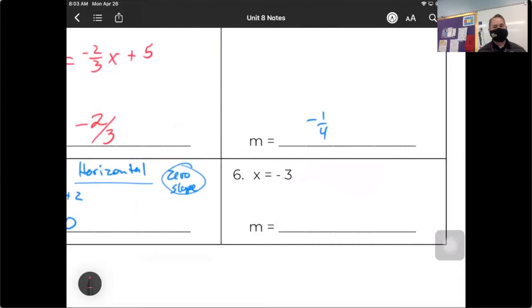But this one, x equals negative 3, x equals a constant number, isn't horizontal. What is it? Undefined. It's vertical, so the slope is undefined. It's a vertical line, but you're right, the answer to the question, what is the slope, is undefined. Okay, because vertical lines don't have a slope, because you'd have to divide by 0.